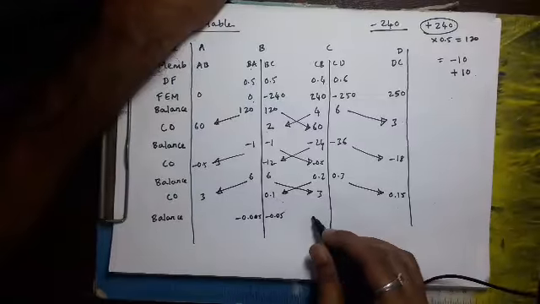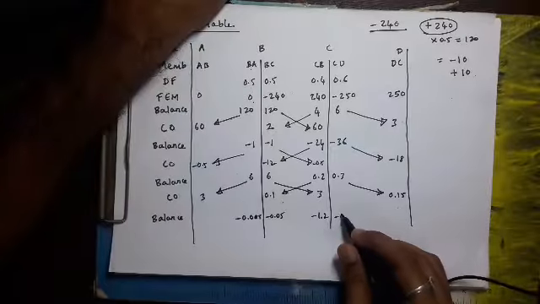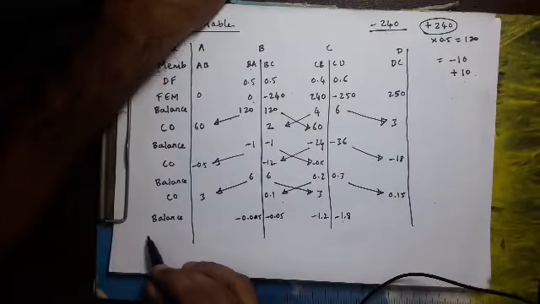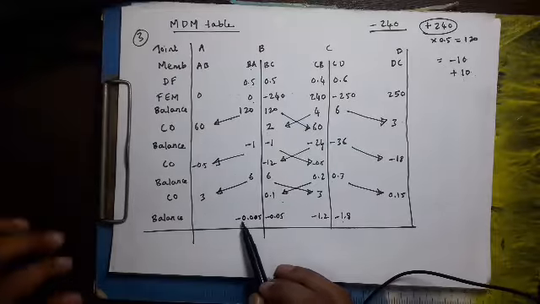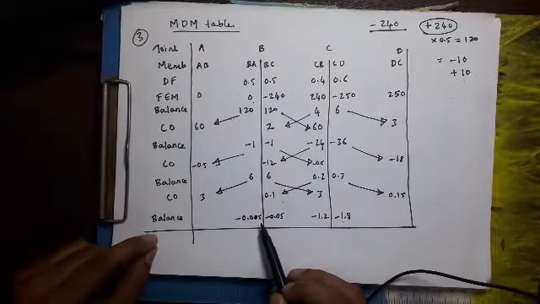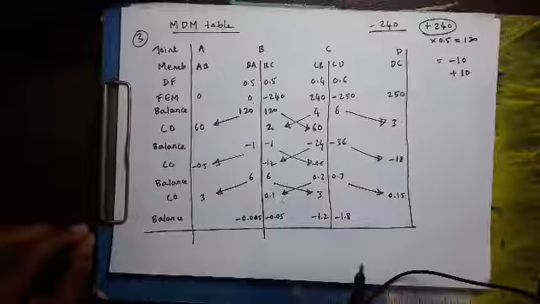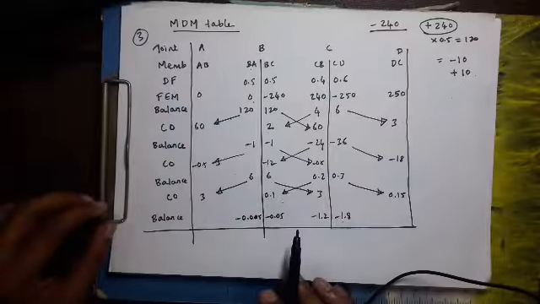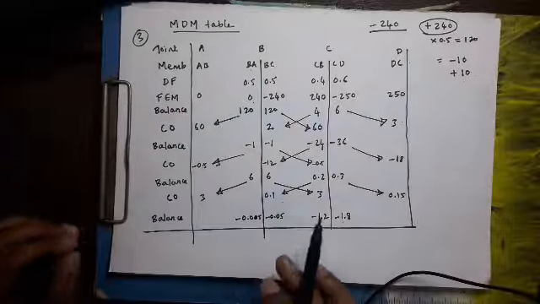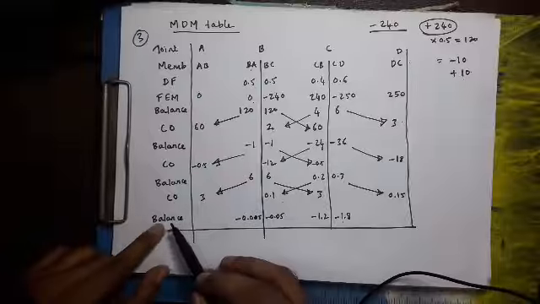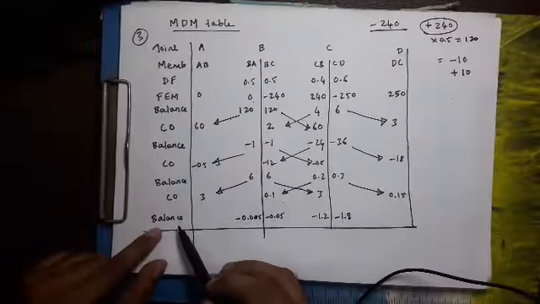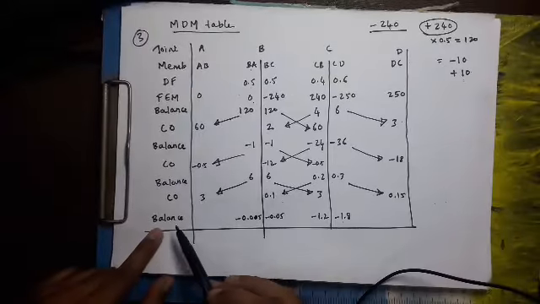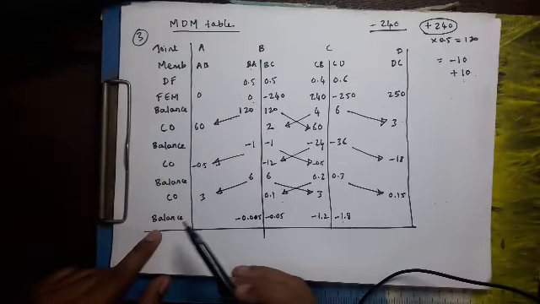-0.05, -1.2, -1.8. Okay, so if in the balance we get something like 0.05, you can stop at that point. It will be better if you stop at balance. You can also stop at carryover, but you will get some accurate result if you stop at balance.